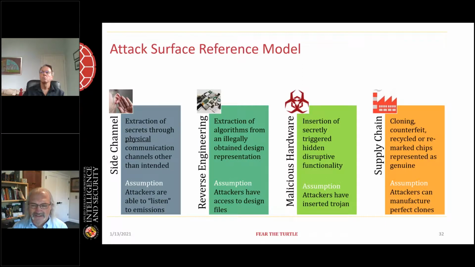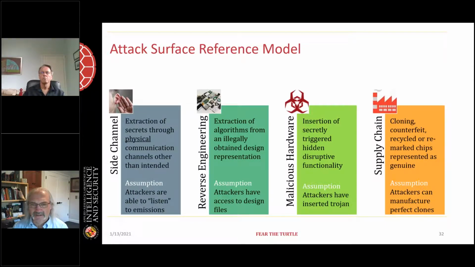The third one here is malicious hardware. This is where an attacker will insert something into your design that shows up in your chip, that the attacker can trigger at a later point in time to cause either damage or perhaps expose the side channel to steal particular information that they're choosing. And our assumption here for our DARPA program is that attackers have inserted a Trojan.